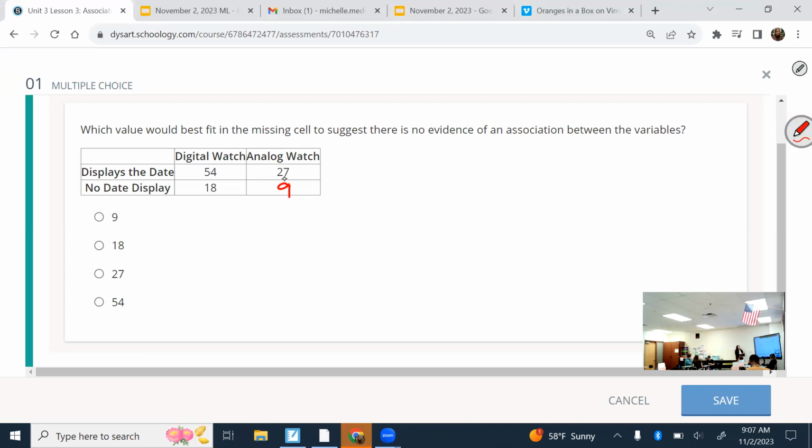Okay, so maybe, it looks like that would show that the analog watches... I don't really know, honestly, it's kind of a weird question. Because those variables, I don't know that they're related or not in the real world. I don't think that they would be, it would just be their choice to either put the date or not. So.